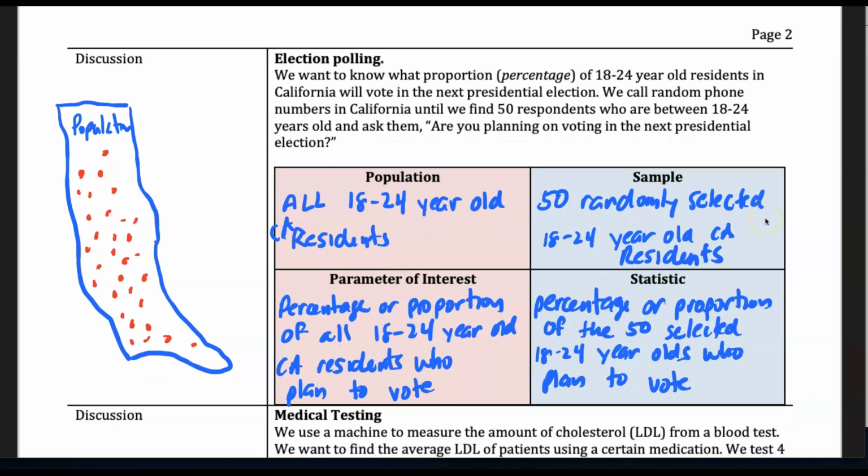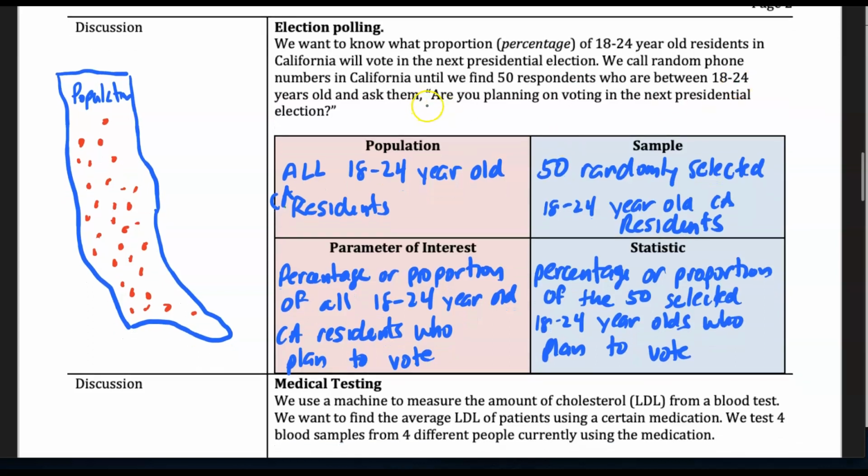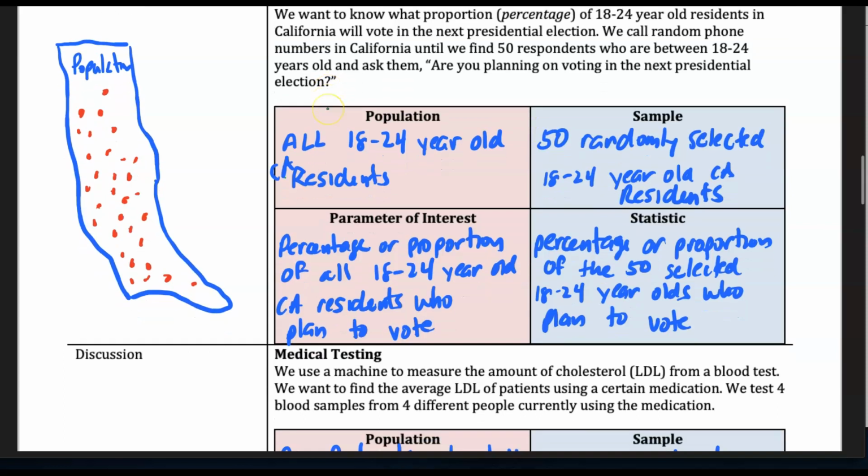Let's look at a specific example of population, sample, statistics, parameter. Here's a situation where we're curious about the proportion of 18 to 24-year-old residents in California who will vote in the next election. So we randomly call 50 numbers of people who are 18 to 24 and ask them, are you planning on voting in the next presidential election?